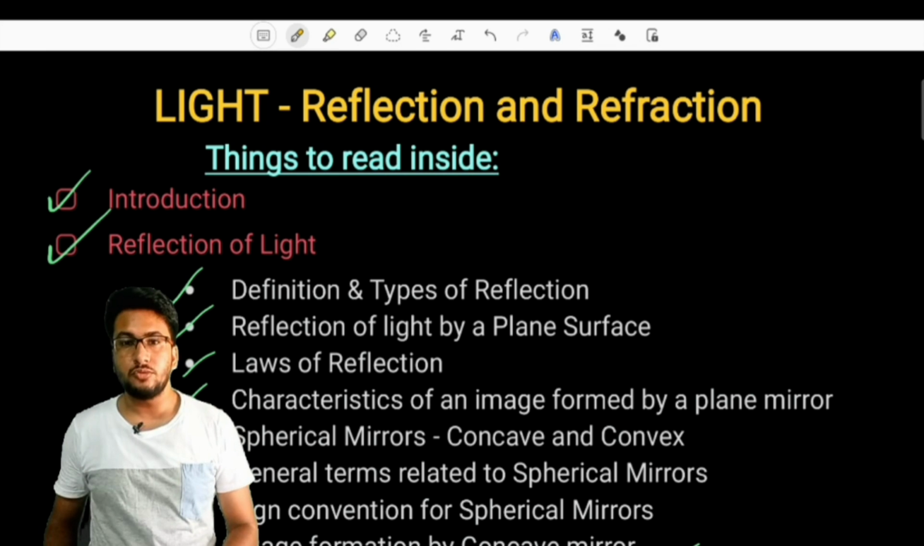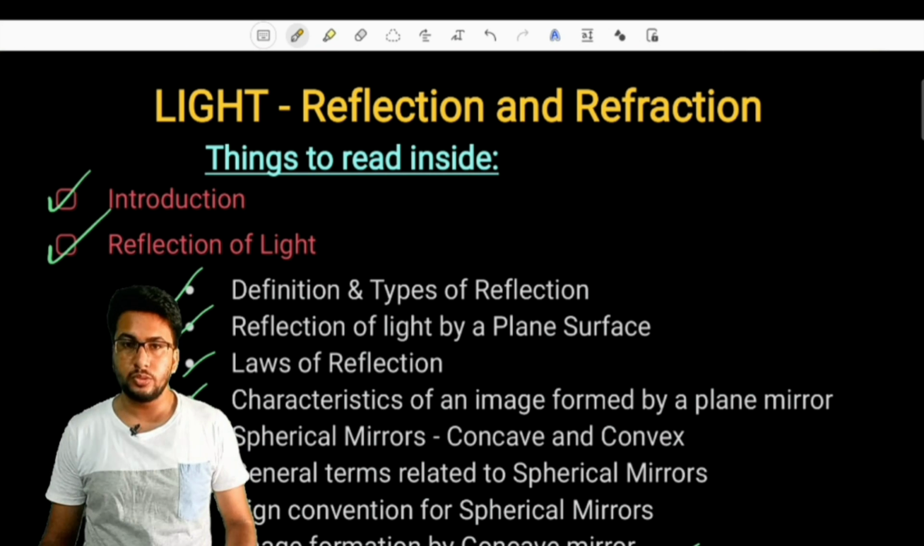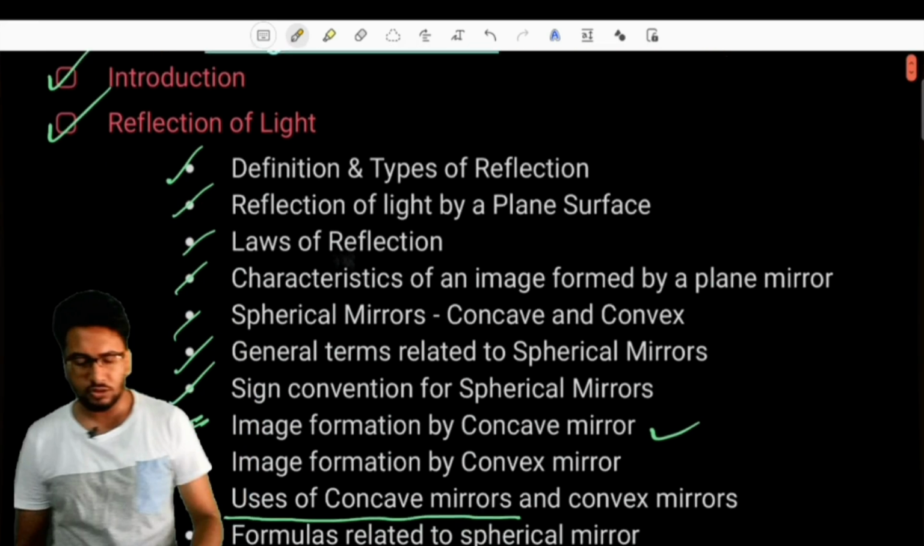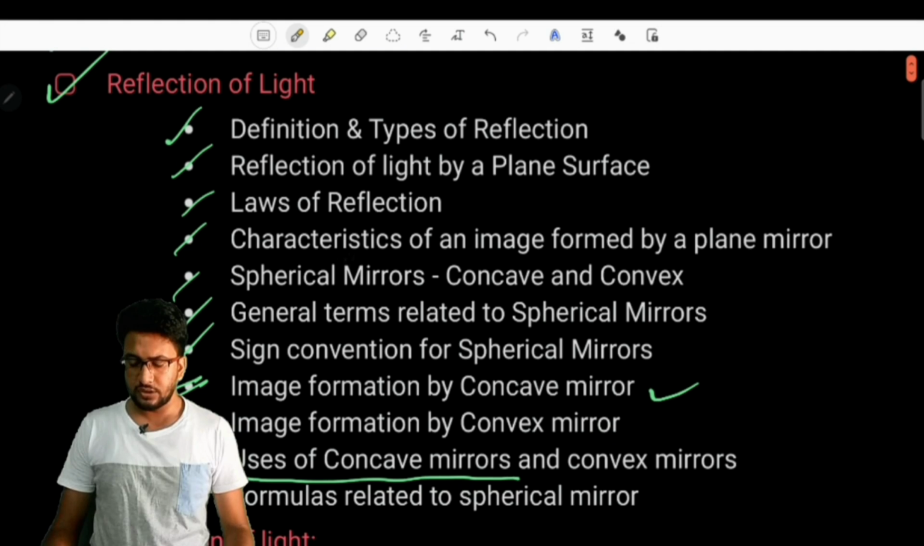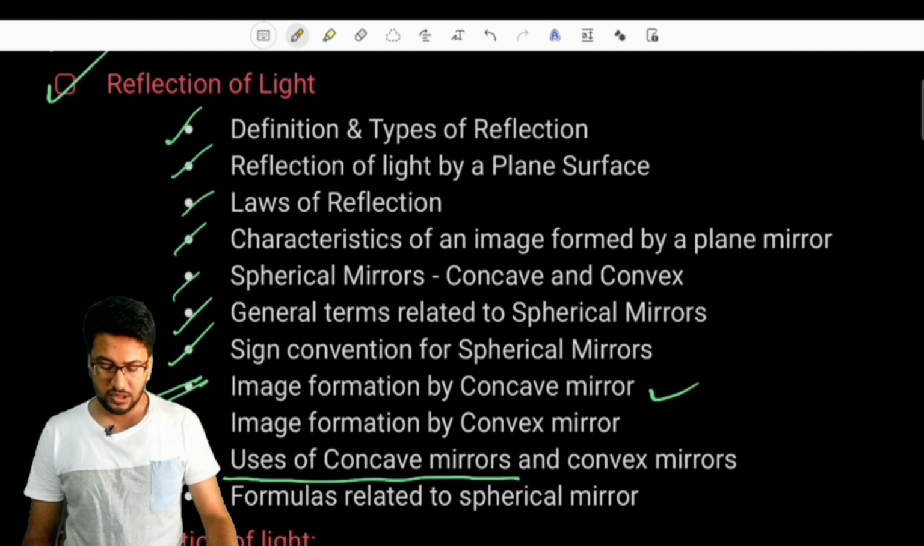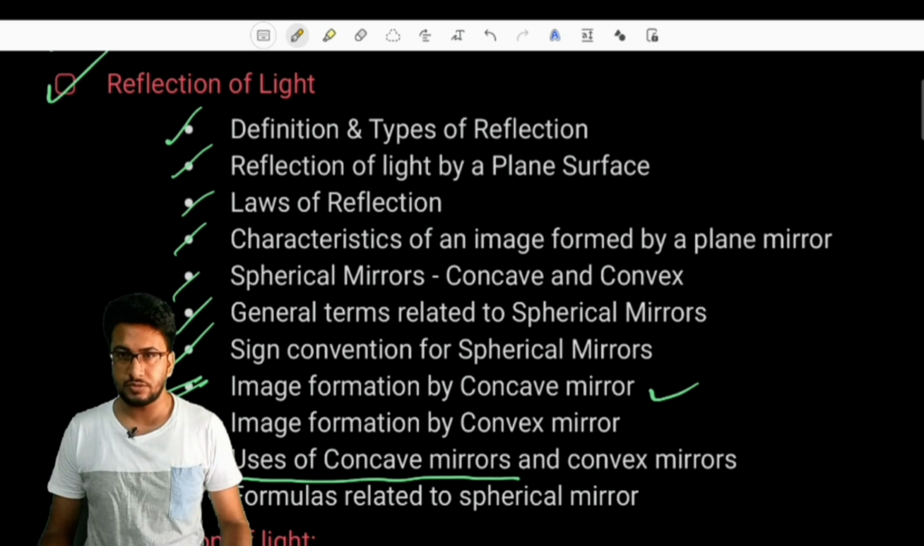So, this is going to be the fourth lecture of the chapter that we are learning, light, reflection, and refraction. In the previous three lectures, we covered topics like the introduction, reflection of light up to the sign convention of spherical mirrors, and then the image formation by a concave mirror. We also saw the uses of concave mirror.